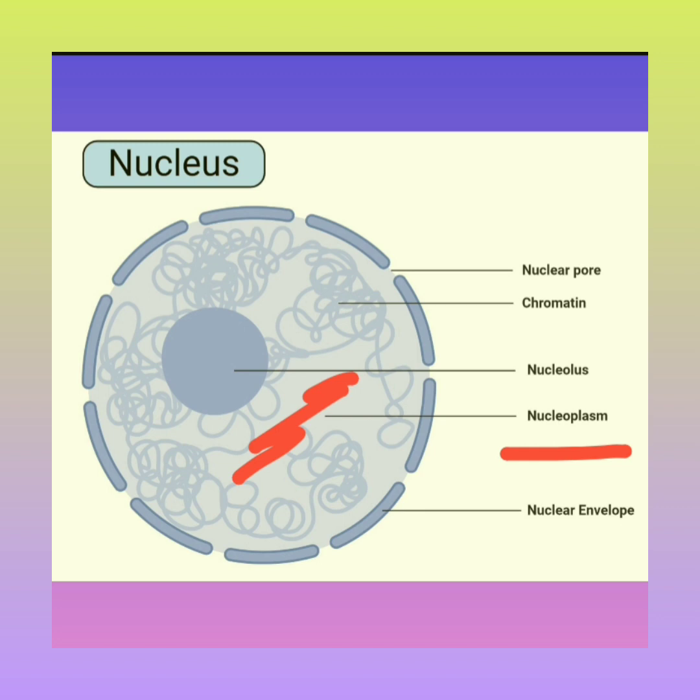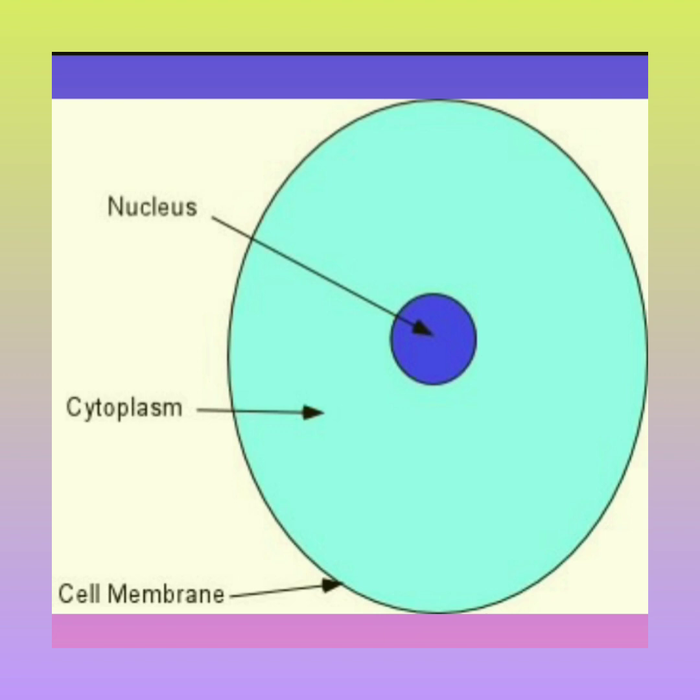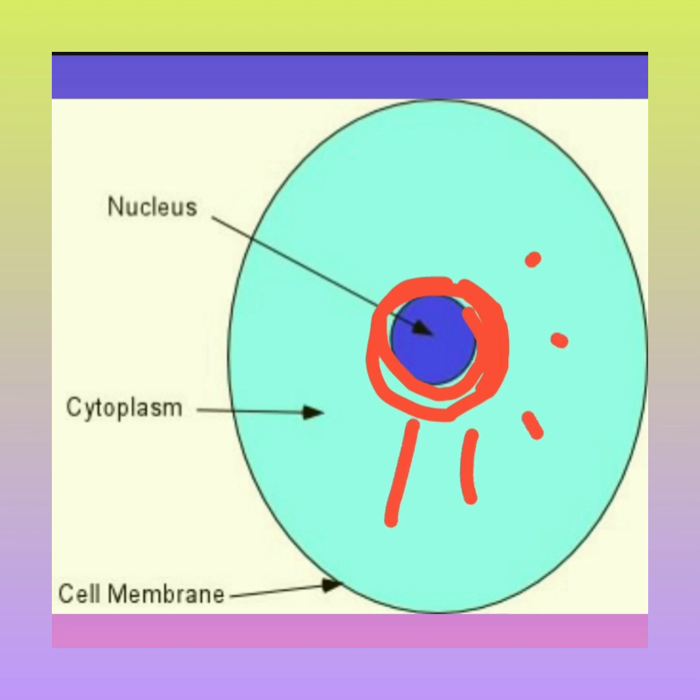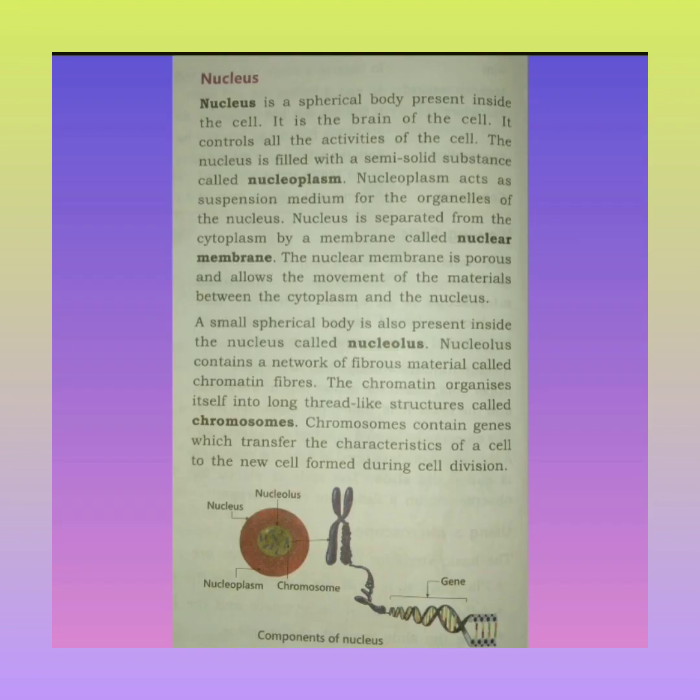The nucleus is separated from the cytoplasm by a membrane called the nuclear membrane. This thin line you can see is the nuclear membrane. It is porous and allows the movement of material between the cytoplasm and the nucleus.